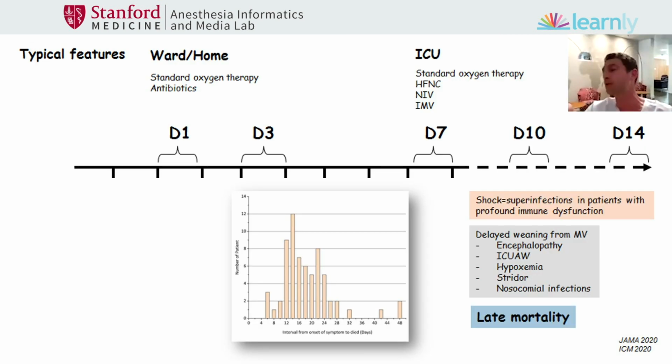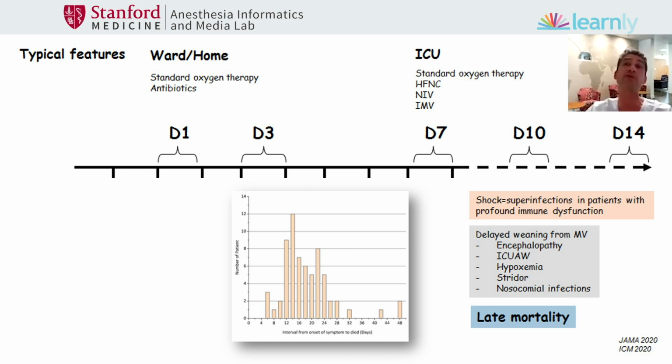And as a conclusion, I just want to remind you that maybe there are some typical features in these patients. The story of COVID pneumonia will start at home, then in a ward. And between the 7th and the 10th day, the patient will require so much oxygen that you have to transfer this patient to the ICU. And then if we meet the shock criteria, you have to track the nosocomial infection.